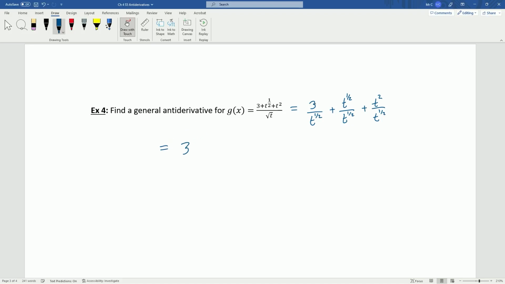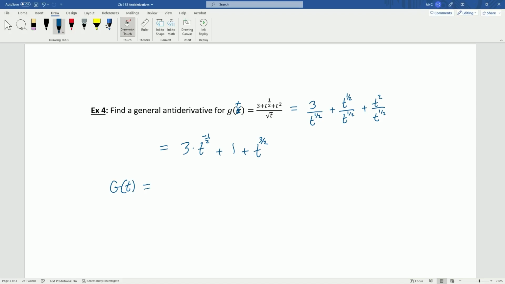And then I'm going to write everything in the numerator. So 3t to the negative 1/2 plus 1, t to the 1/2 over t to the 1/2 plus t to the 2 over t to the 1/2. That's t to the 3/2. Just subtract our exponents there. So now, wow, I listed that as g of x. That should say g of t. G of t. So cap G of t.